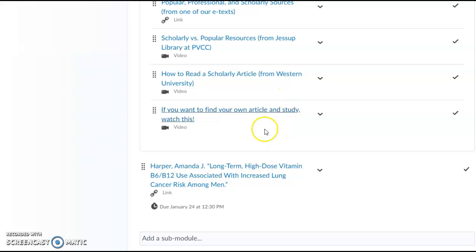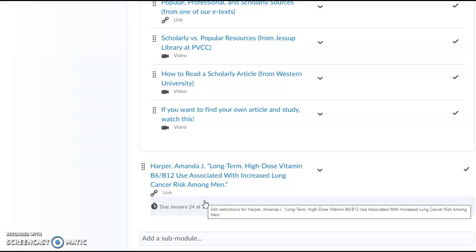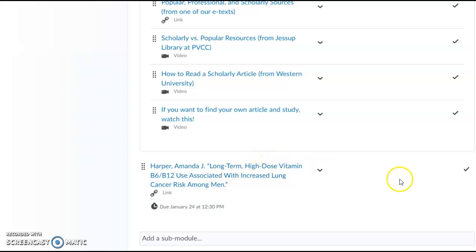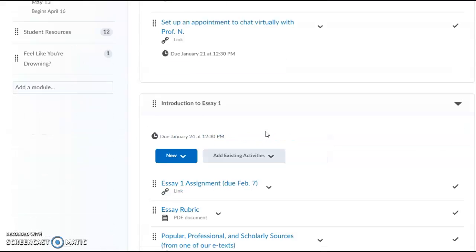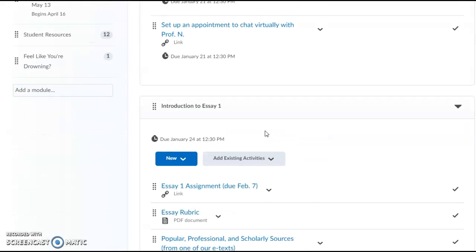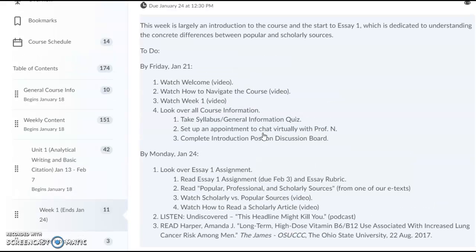Then, of course, finally, the last thing for today is to read this article by Amanda Harper called Long-Term High-Dose Vitamin B6, B12 is Associated with Increased Lung Cancer Amongst Men. And we see that right here on our to-do list, okay? I'm realizing that the link to the podcast isn't here. I'll make sure I get that up right now. So listen to the podcast and read this article. Those two relate to each other, so you'll see how those work together. That's, again, for Monday, okay? If you've got any questions along the way, please don't hesitate to let me know.